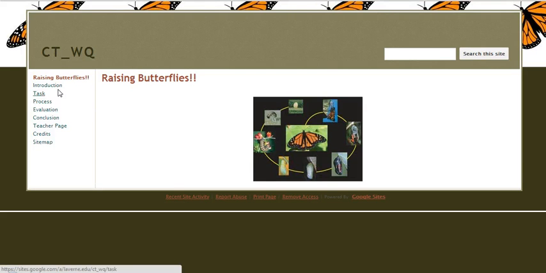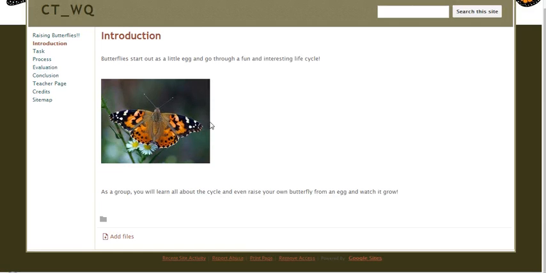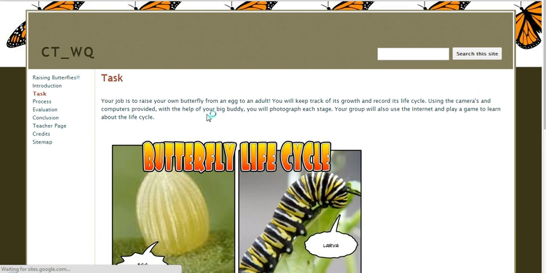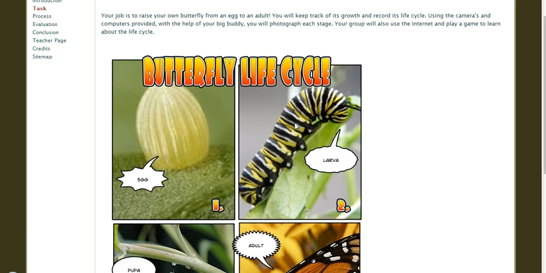My web quest is on raising butterflies. Butterflies start out as a little egg and go through a fun and interesting life cycle. As a group, the students will learn all about the life cycle and even raise their own butterfly. They will raise the butterfly from an egg to an adult. They will keep track of the growth and record its life cycle. The technology that they'll use is cameras and computers, and they'll take pictures of the stages of the butterflies.